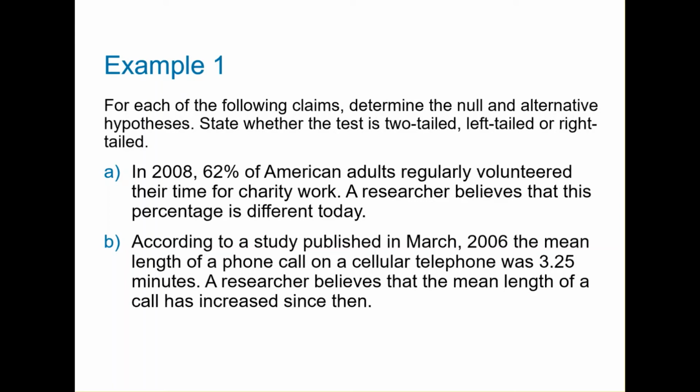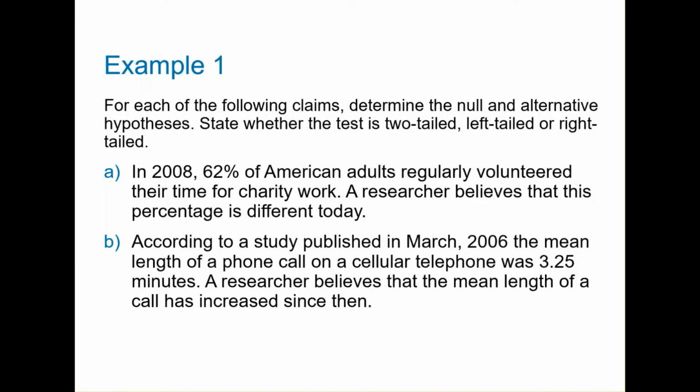For each of the following claims, determine the null and alternative hypotheses. State whether the test is two-tailed, left-tailed, or right-tailed. Part A. In 2008, 62% of American adults regularly volunteered their time for charity work. A researcher believes that this percentage is different today.